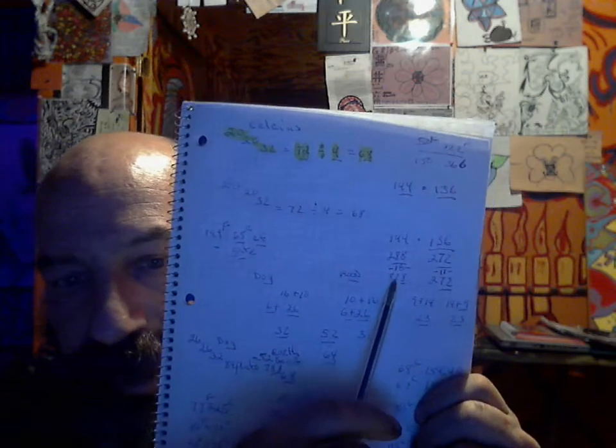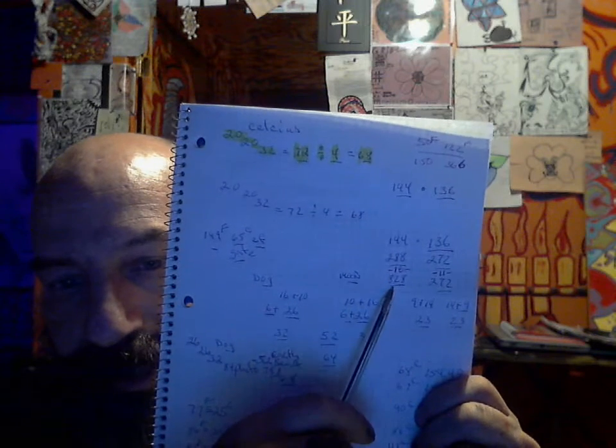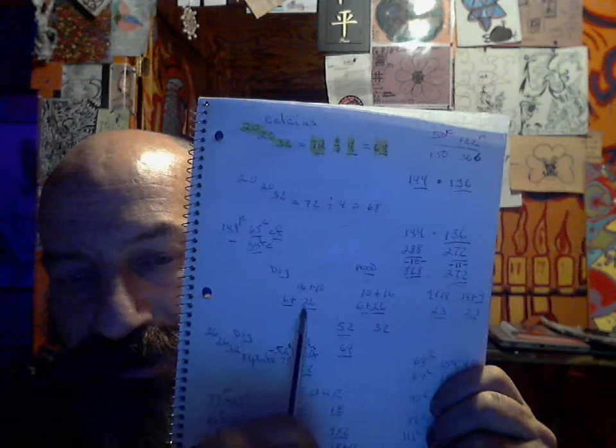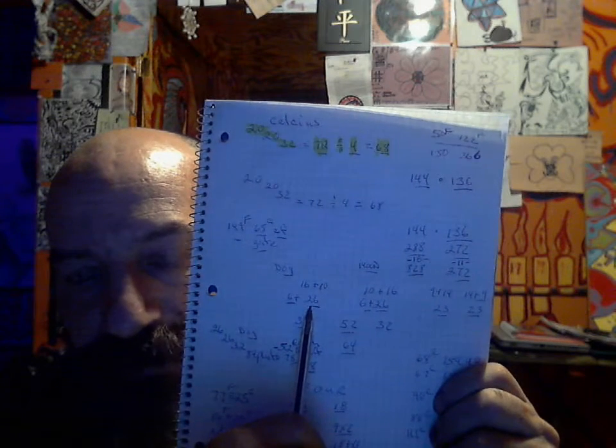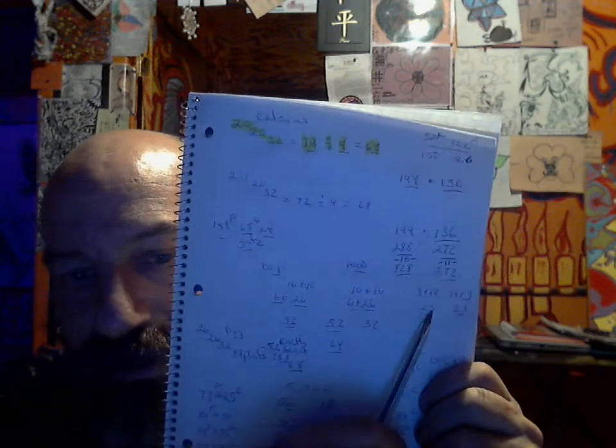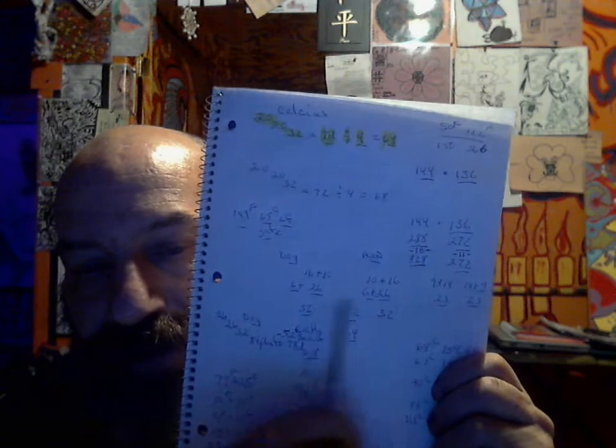16 and 10. How? 144, 288. 2 times 8 is 16. 2 plus 8 is 10. 10 and 16 is 26. We come back to the same number. And then 6 becomes 32. 23 on this side, 32 on this side, 55.